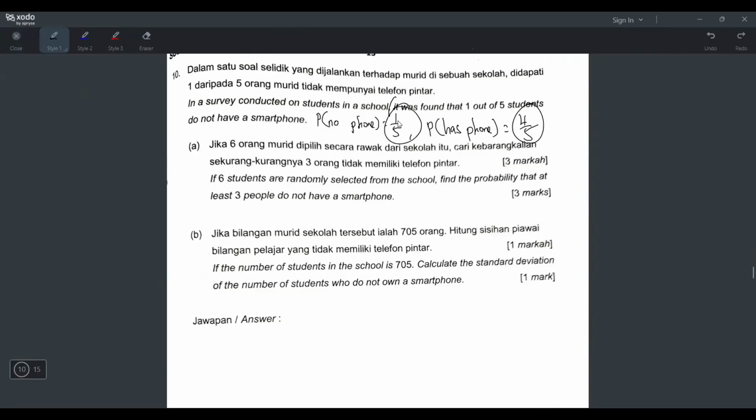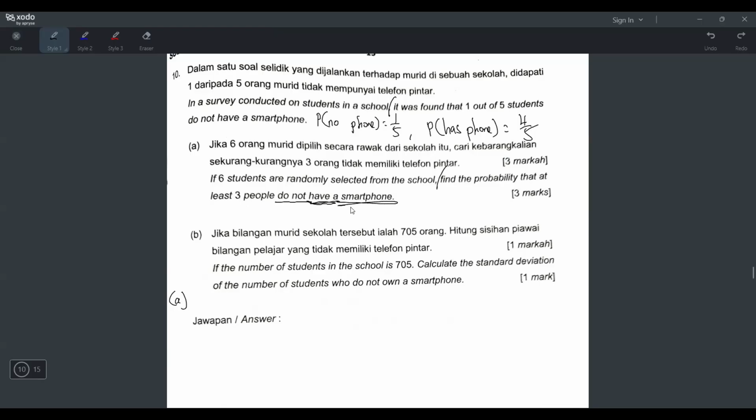So when you have one probability, you can always find the other probability. Just take 1 minus, because total probability is 1. So remember, when you are doing an exam, if they give you one of the probabilities, straight away find the other one. Okay, now let's see what they want. If 6 students are randomly selected from school, find the probability that at least 3 people do not have smartphone.